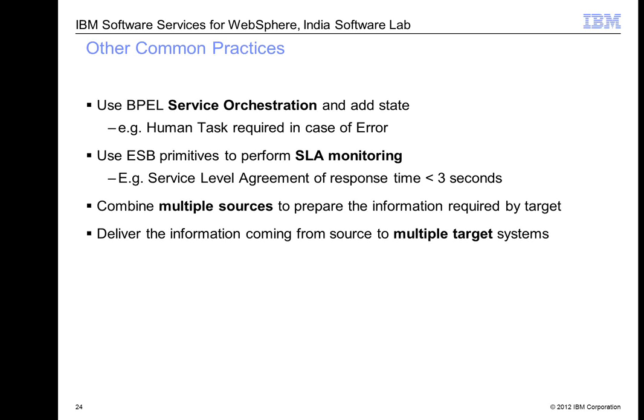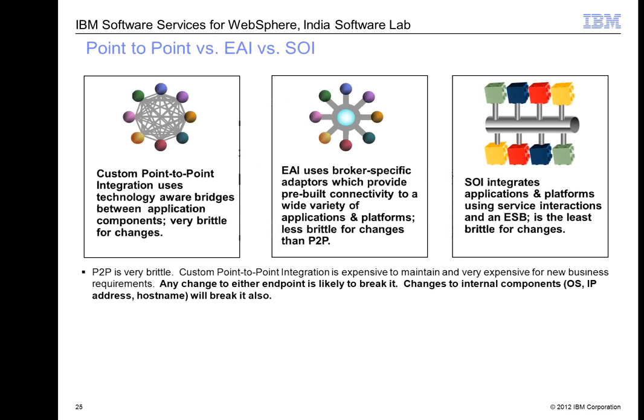It is very brittle in the sense that if you try to change something, it will have a bigger impact on your solution, and you have to make changes at many places. For example, if the IP address of one service changes, or one system changes, or the technology changes, or host name changes, it will have major impact.